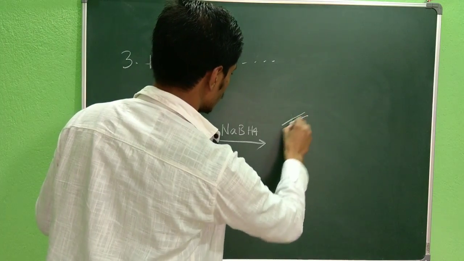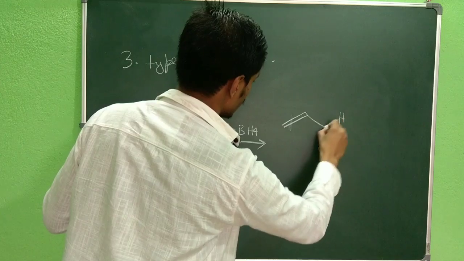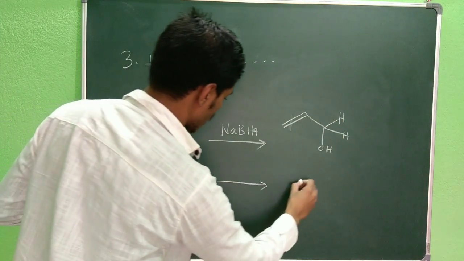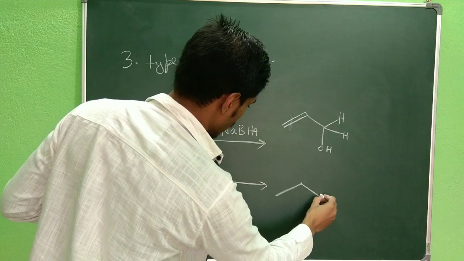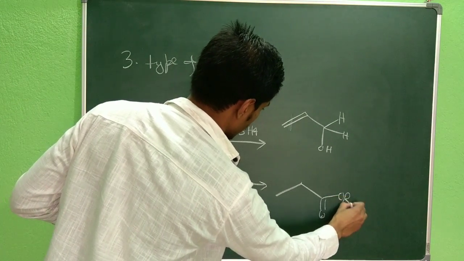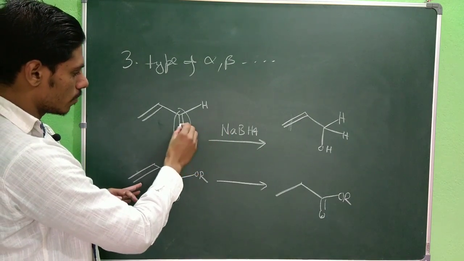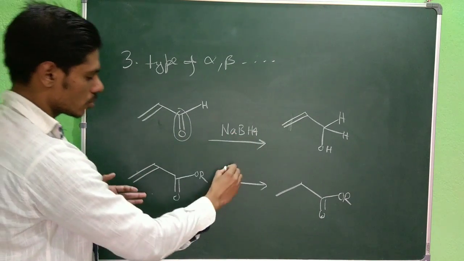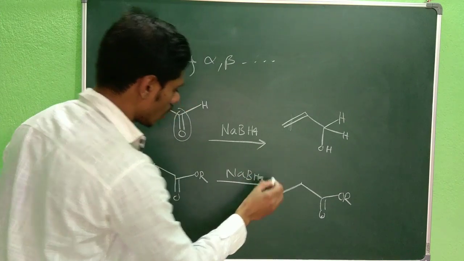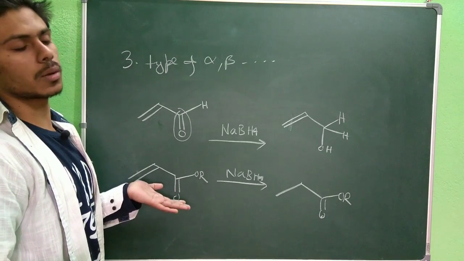give you this product. So this carbonyl group is only reduced, whereas in case of the alpha beta unsaturated ester, it will reduce the double bond and your ester group remains intact. Okay, so you can see, you use the same nucleophile, sodium borohydride, but the reaction outcome is dependent on the type of the alpha beta unsaturated carbonyl compound.